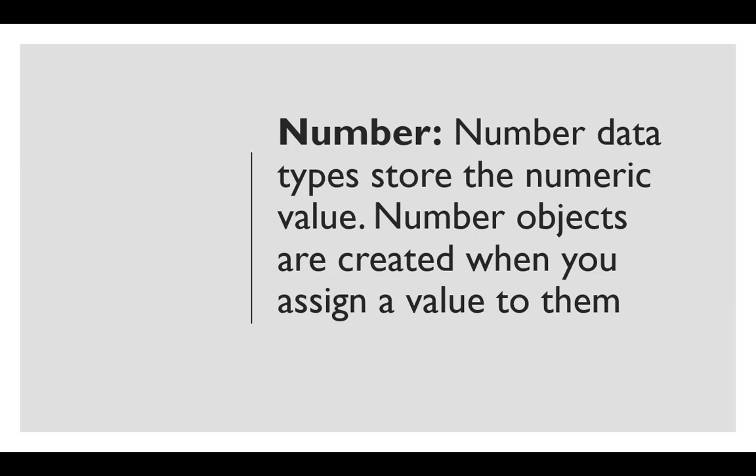Coming to number data type. Number data type stores numeric values, and number objects are created when you assign a value to them. Unless you assign a value, we cannot create number objects. So once we assign a value to the number, at that time the number object is created.